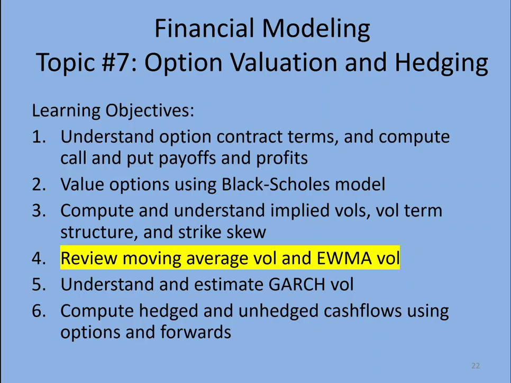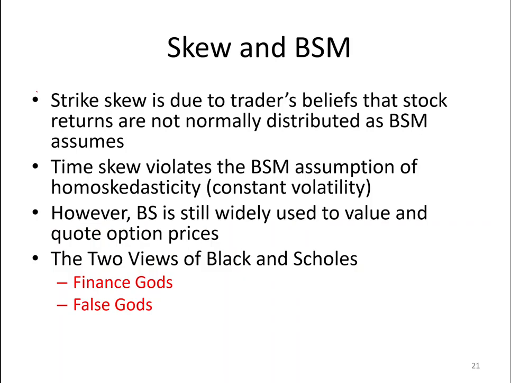So, last slide in this section. Strike skew is due to the traders' belief that stock returns are not normally distributed as BSM, Black-Scholes-Merton, implies. Time skew violates the BSM assumption of homoscedasticity, constant volatility. However, everyone still uses Black-Scholes, at least to value and to quote option prices.